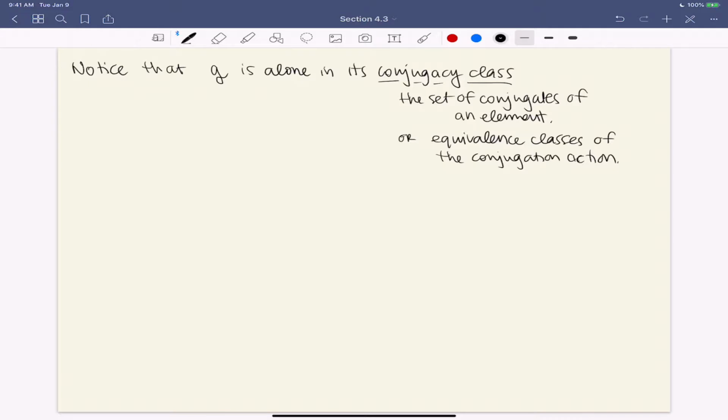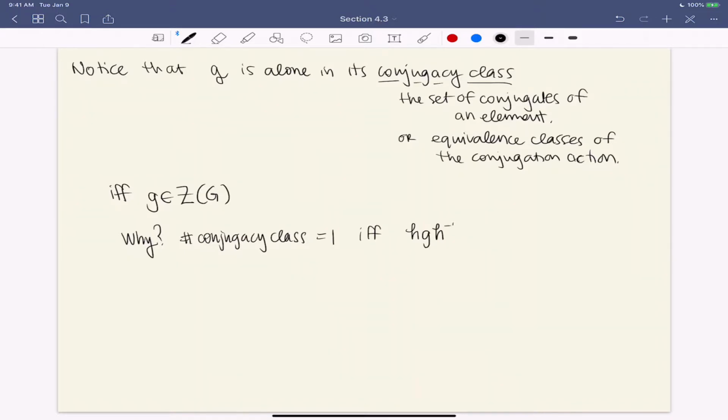So anyway, g is alone in its conjugacy class if and only if g belongs to the center of the group. Why is that? Well, the size of the conjugacy class is 1 if and only if h g h inverse is equal to g for all h in G, and that's exactly what it means to be in the center of the group, right? Conjugation never sends you anywhere else than yourself, which means that you commute with everyone.